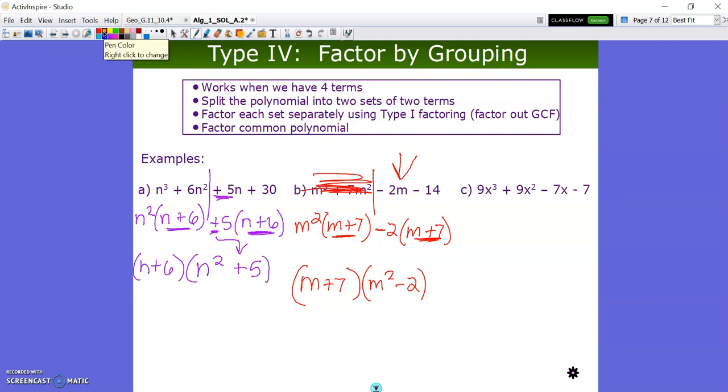Let's take a look at letter C. Slice it in half. If you think you can try it yourself, go ahead and pause the video, try it, and then check back in. But if you want more guidance, let's go ahead and talk through it. Our GCF for the first chunk of our polynomial here is 9x squared, with leftovers being x plus 1.